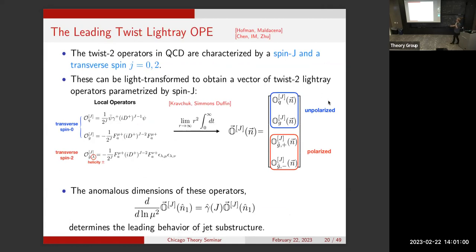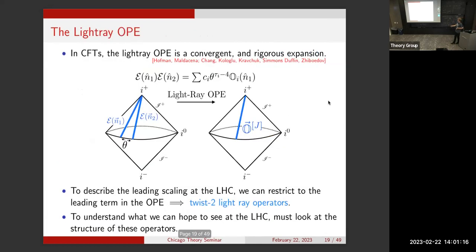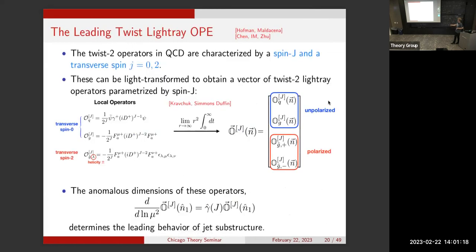It's very well known that in QCD, the twist two operators are characterized by a spin J, and then a transverse spin, which I call little j, which in weak coupling can only be zero or two. If you look in, for example, Peskin and Schroeder, one has these standard local twist two spin J operators. You essentially have one for quarks with some particular number of derivatives or some particular spin, one for gluons, and then one gluonic operator that has a transverse spin, which you should think of as the spin along the direction that it's moving towards you.